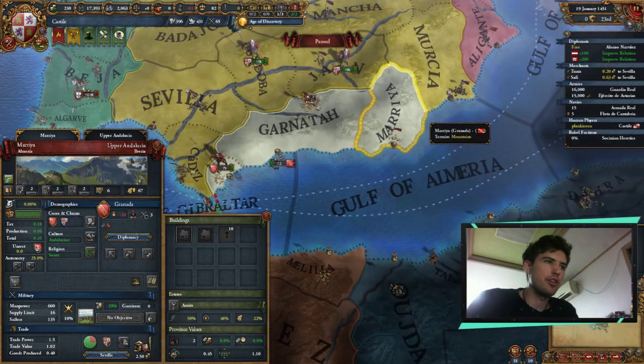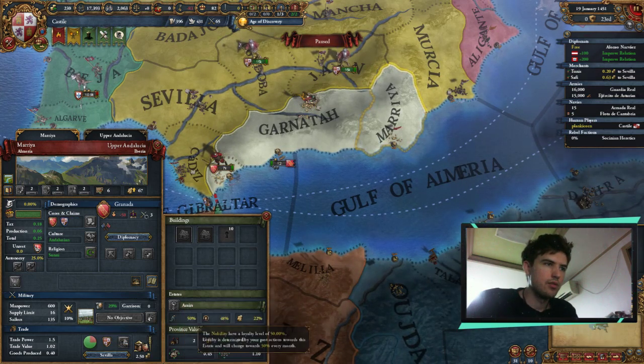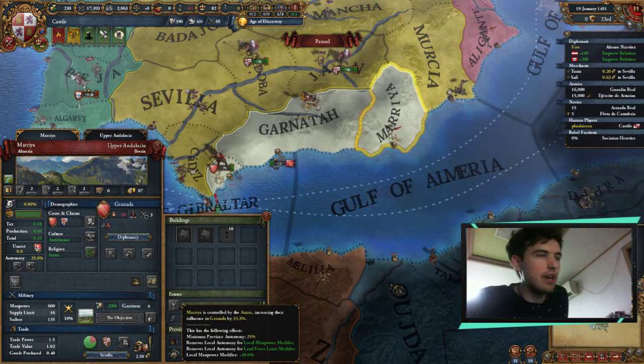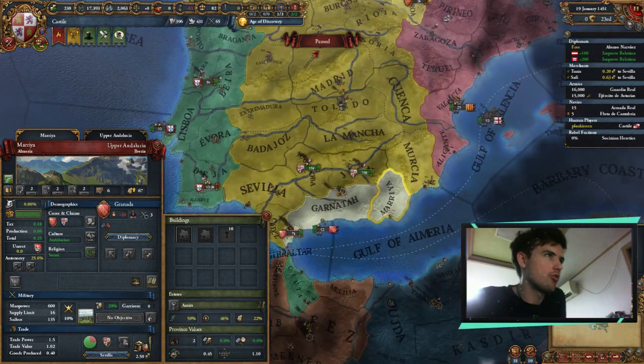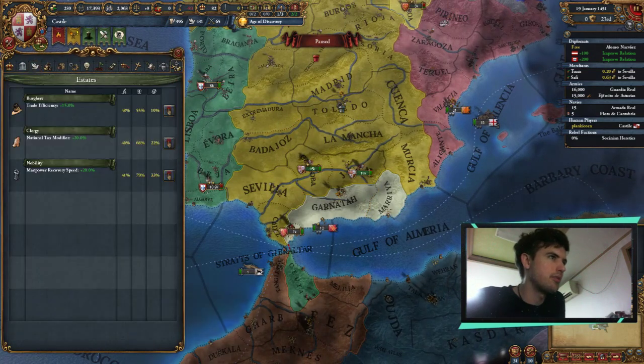Now, for those of you that don't know, you can see that this is controlled by the emirs, and... Wait. Oh, never mind. It's only if they're loyal. If the nobility is loyal and they control a province... If they're loyal, it means that their loyalty is above 60%.